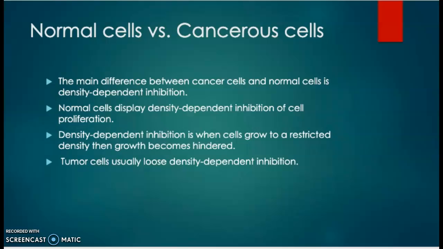So, normal cells versus cancer cells. The main difference between cancer cells and normal cells is density-dependent inhibition. Normal cells display density-dependent inhibition of cell proliferation. Density-dependent inhibition is when cells grow to a restricted density, then growth becomes hindered. Tumor cells usually lose density-dependent inhibition.